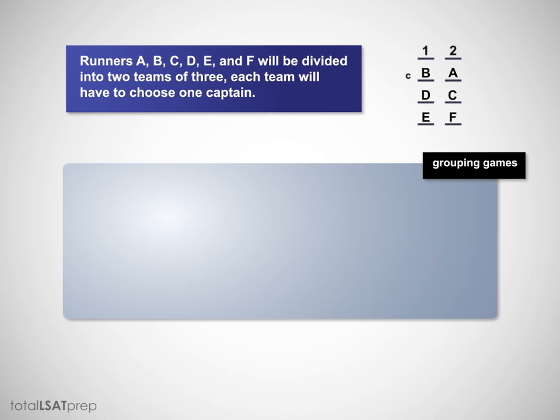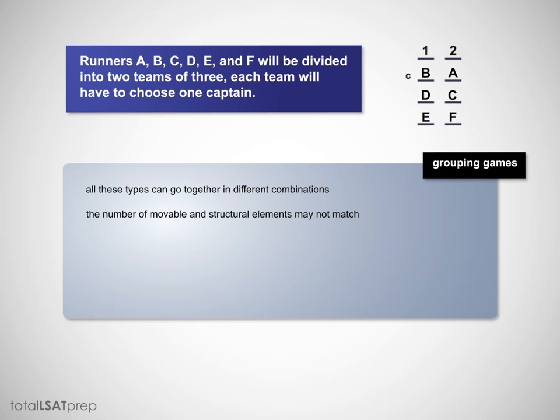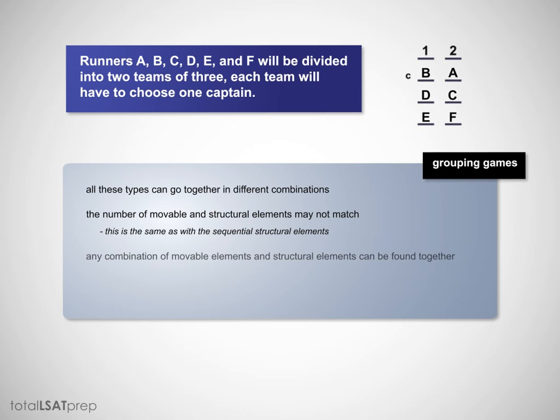And as before, all these types can go together in different combinations. As well, the number of movable and structural elements may not match. Same as with the sequential structural elements, you may have more movable than structural elements, or less. And any combination of movable elements and structural elements can be found together. So for example, the movable elements can be found in groups with characteristics, etc. And the structural elements can be any variation that we've gone over.